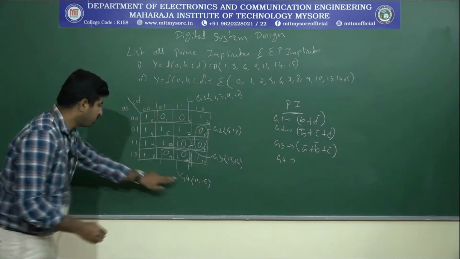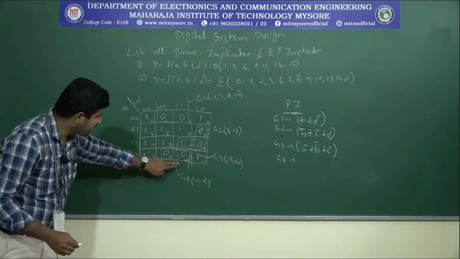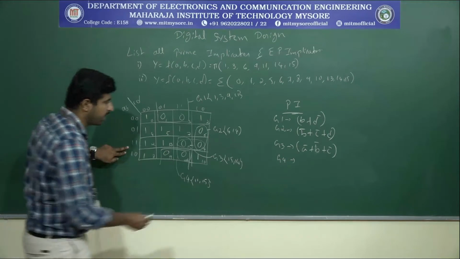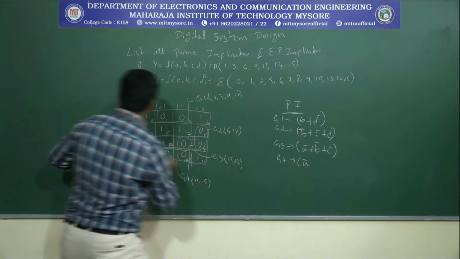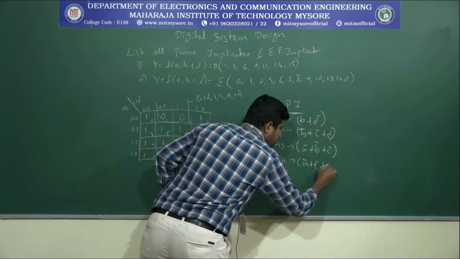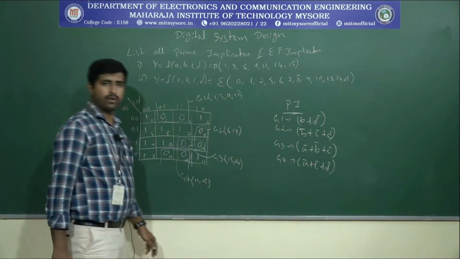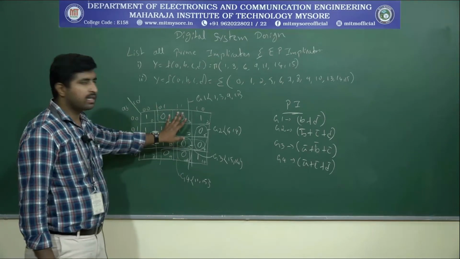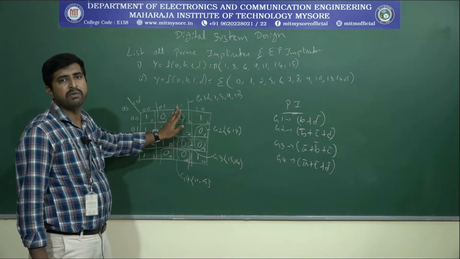Okay. Next, group 4. So, that is 15 and 11. This corresponds to A bar, and with respect to CD equal to 1, 1, that means it equals C bar plus D bar. Okay. Now, in this, which are all the essential groups, the essential prime implicates?